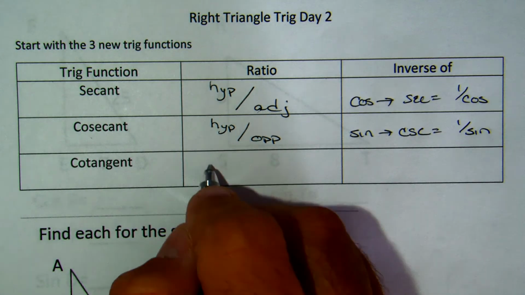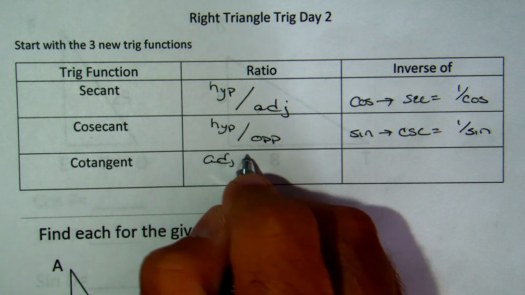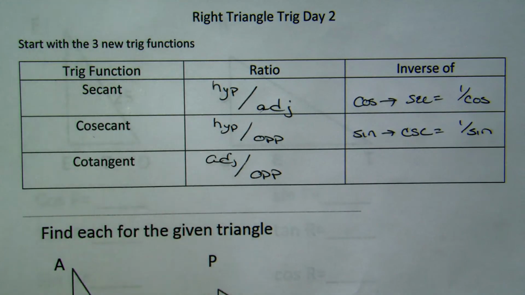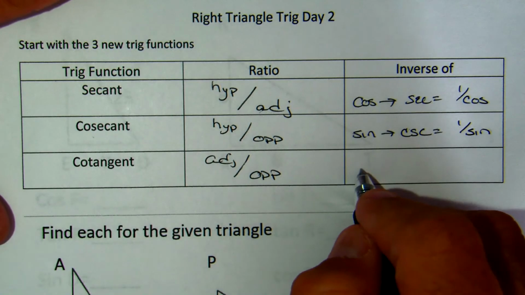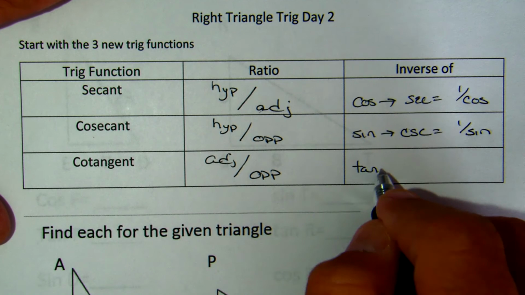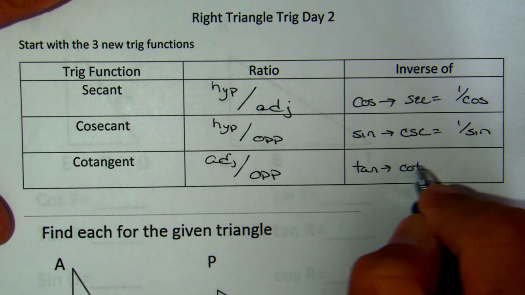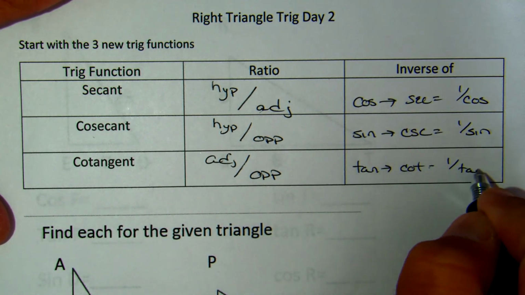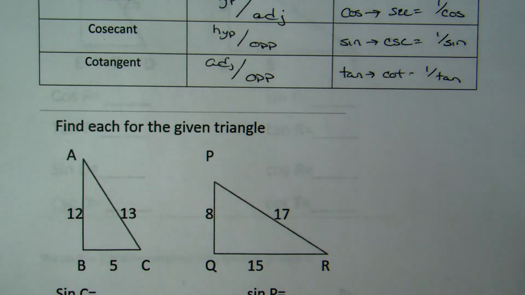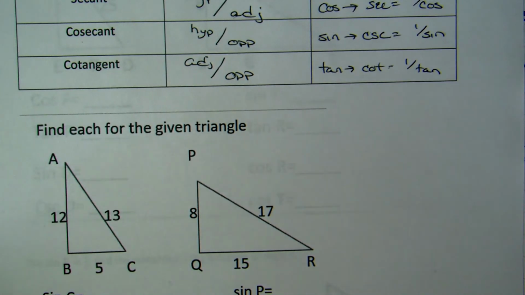And then cotangent is just the inverse of tangent. Tangent, remember, was opposite over adjacent. So now we've got adjacent over opposite, and it is the inverse of tan. What a surprise there. Cotangent equals 1 over tan. Now, when we talk about inverses, it's basically to help you do things quicker.